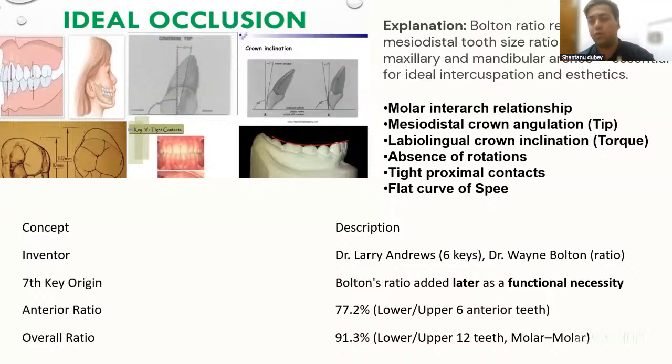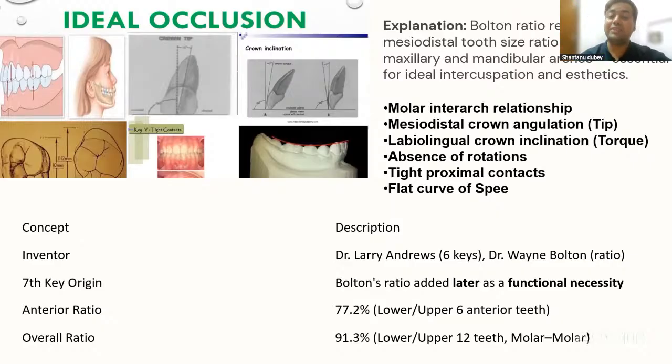Well, of course. And there is one additional thing you have to remember: there should be no curve of Spee. The curve of Spee should be flat. Well, as orthodontists, we always try to do that. I understand that in humans generally, some amount of curve of Spee is okay, but as orthodontists, we always try to give them a flat curve of Spee. I mean, that's what the concept was earlier.